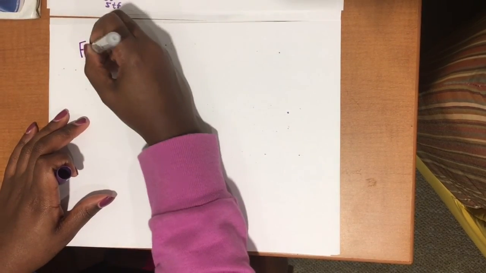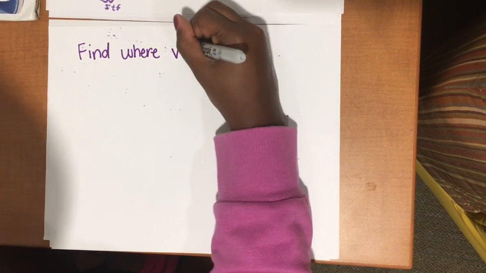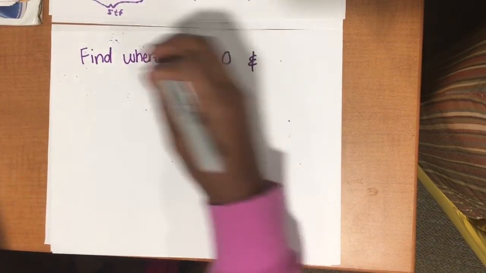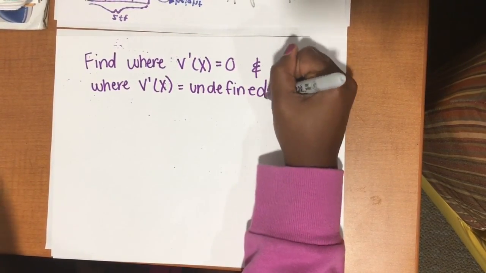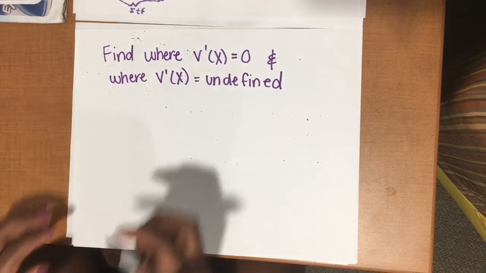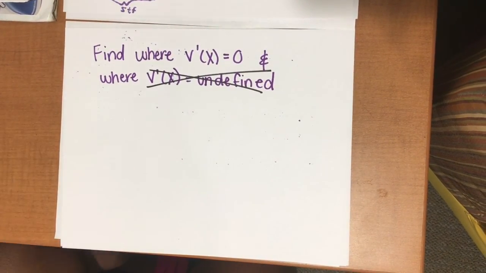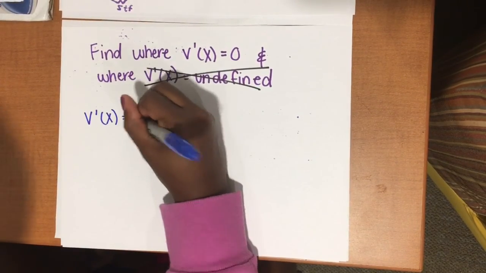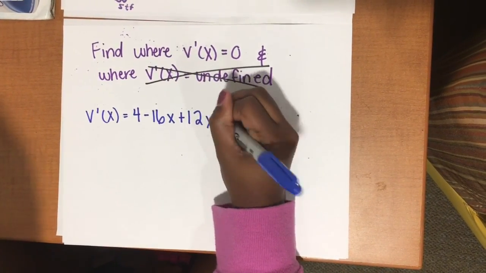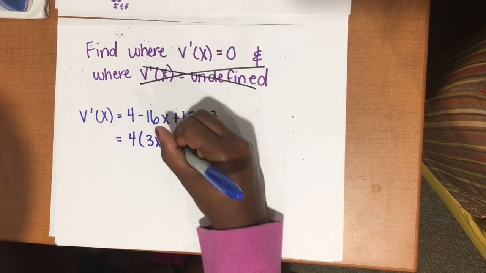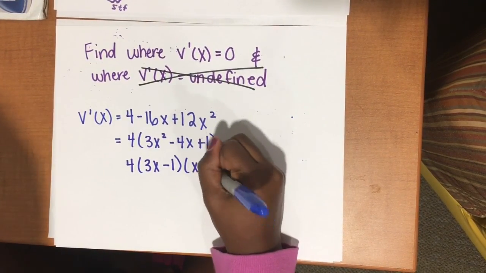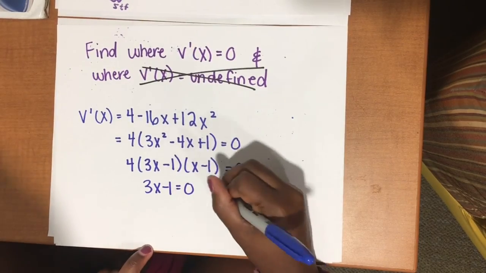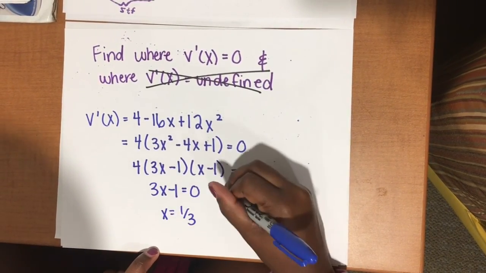So after taking the derivative, we next need to find where V prime of x equals 0. And we also need to find where V prime of x is undefined. But because we have a polynomial, V prime of x will never be undefined. So to state the derivative again, we have V prime of x equals 4 minus 16x plus 12x squared. We can then factor out a 4, resulting in 4 times (3x squared minus 4x plus 1) and set it equal to 0. Further factored is 4 times (3x minus 1) times (x minus 1) equals 0. And setting these factors equal to 0, we end up with x equals 1/3 and x equals 1.